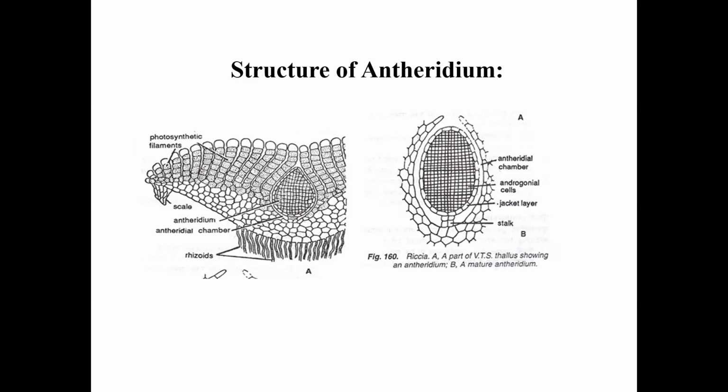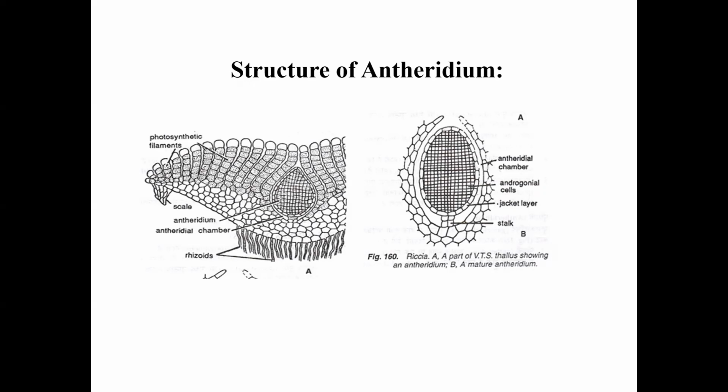See first the structure of the mature antheridium. The mature antheridium remains embedded in the antheridial chamber, which opens by an ostiole on the dorsal side of the thallus. The mature antheridium consists of a few-celled stalk and the antheridium proper.